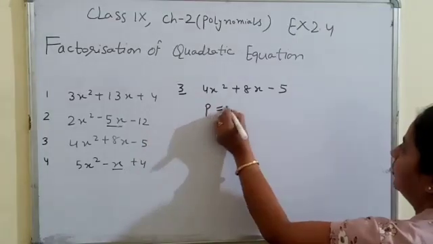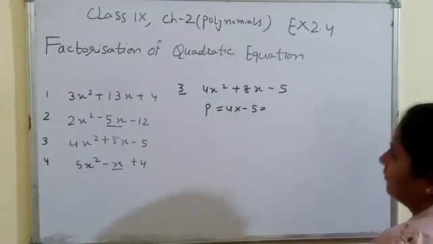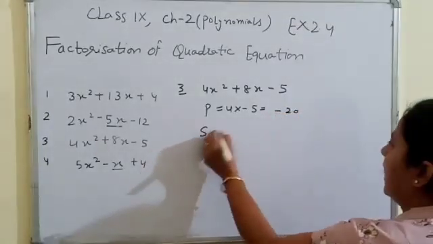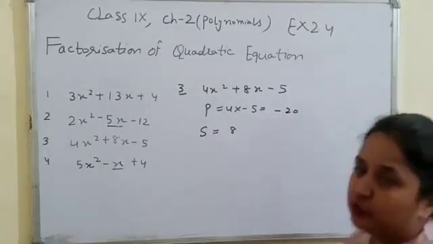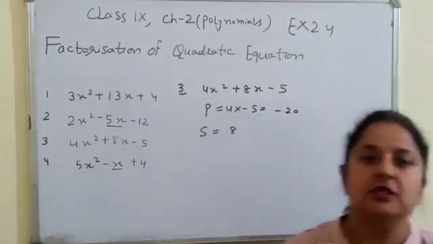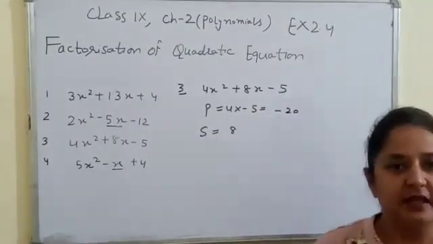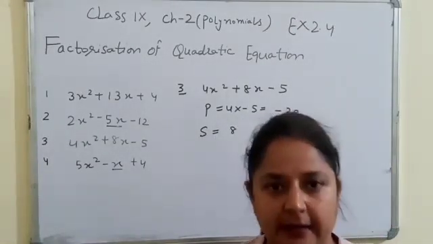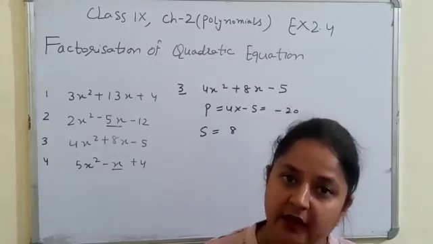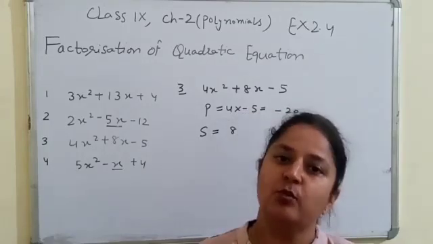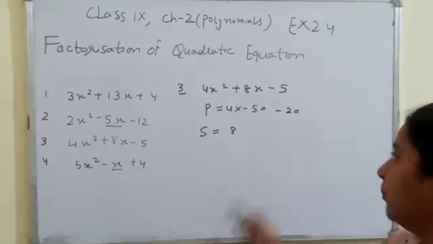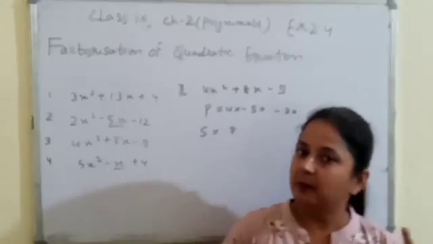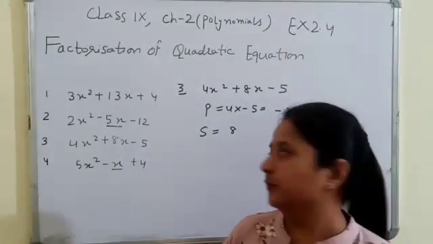We need two numbers. Here we have 4 and -5, it means their product is -20, and the sum should be 8. So we have to split -20 into two parts so that their sum is 8. Sum is 8, it means between these two factors we have to take the greater value with positive sign and the smaller value with negative sign, because their product should be negative. When will the product be negative? When one number is positive and one is negative.